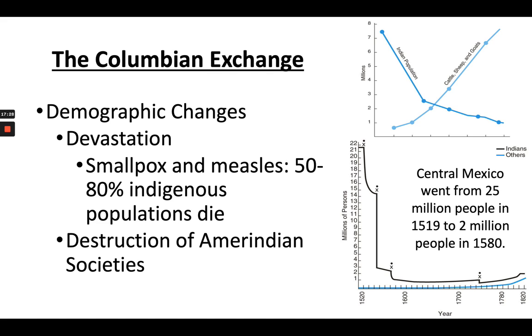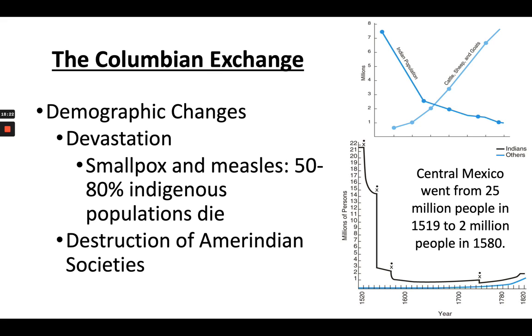So with the Columbian Exchange, we see massive demographic changes. So the crude death rate in the Americas is going to skyrocket. It is absolutely devastating. So between the spread of smallpox and measles, 50 to 80% of all indigenous populations will die. Entire island populations will be gone. Right? So central Mexico will go from 25 million people in 1519 to 2 million in 1580. Just think about the huge loss of culture, of language, of history, of knowledge, of identity, as well as just the grief.